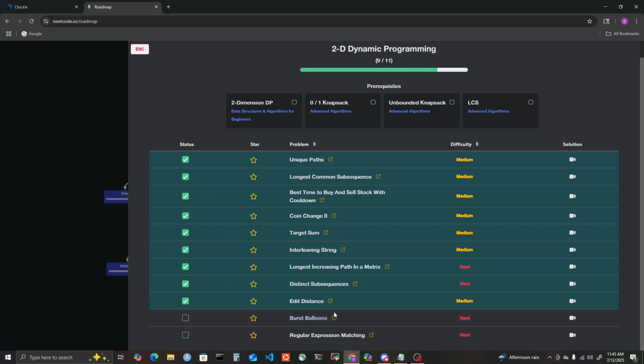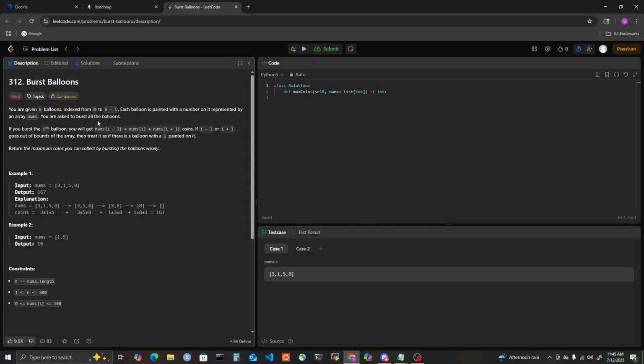And we're going to be working on burst balloons, which is a 2D dynamic programming problem labeled as hard. Now, I read this yesterday, and I still don't know how to do this. So we'll see how this goes. I doubt it goes good. Let's see. Okay.